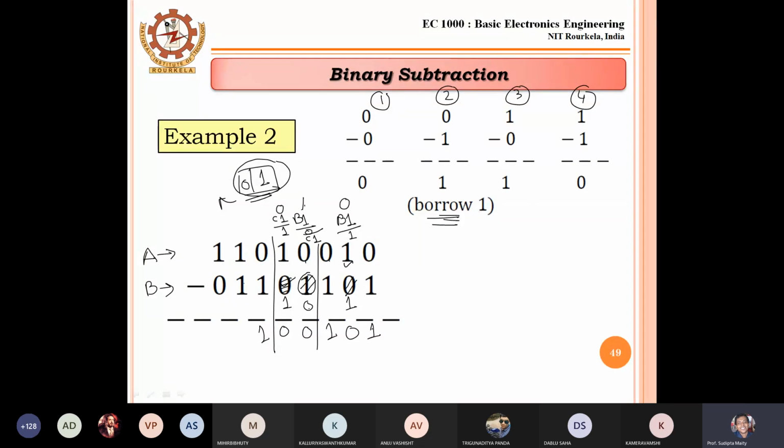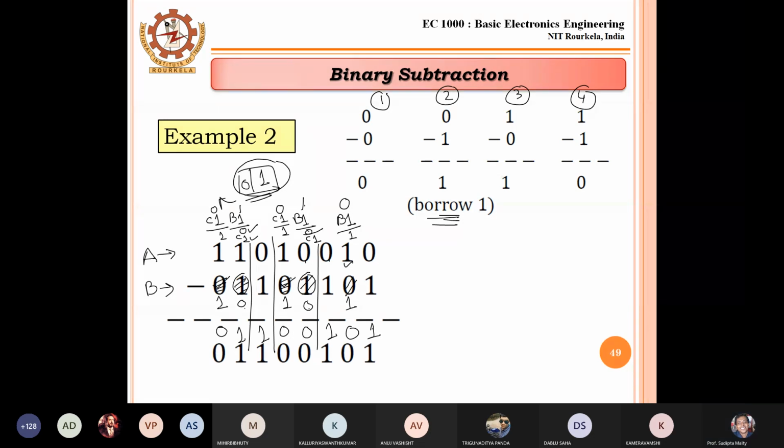So again 1 and borrow 1. Now this borrow 1 will be added to this one. So 1 plus borrow 1, that is 1 plus 1, which is 0 plus carry 1. So this 1 will be replaced by this 0 and carry 1. Carry 1 will be added with this 0. 0 plus 1 means 1, so this 0 will be replaced by 1. Now perform the subtractions from this one: 1 minus 0 is 1, and 1 minus 1 is 0. And let's check the answer.